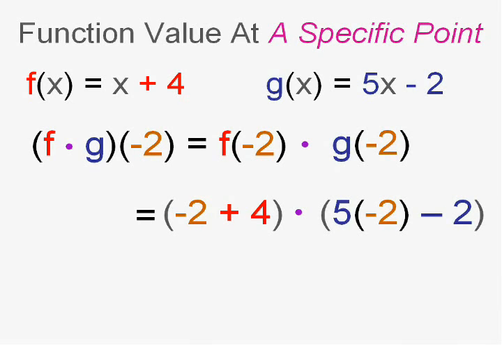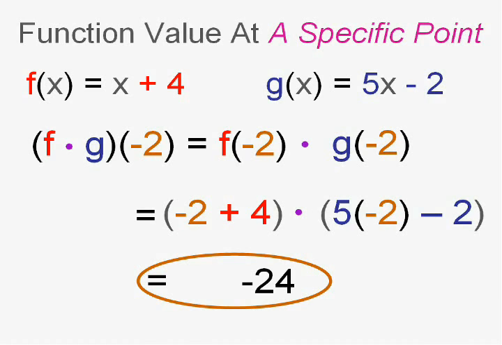Now let's see what each of them equals first. Of course, you have to do what's in parentheses first. We've been doing that for a long time. Negative 2 plus 4 is 2. And we'll multiply that times 5 times negative 2 minus 2, or negative 12. And I'm thinking this is all going to equal negative 24. Notice that we put in a specific value, and we got out a specific value. And there it is.